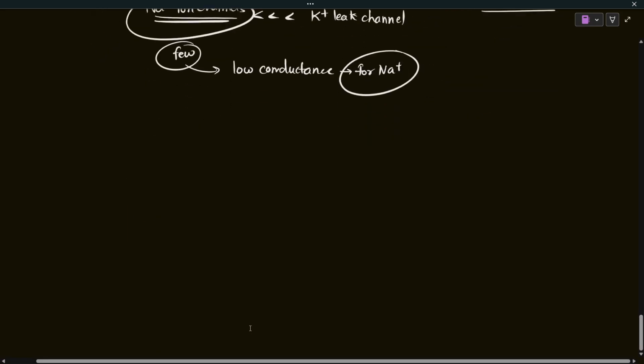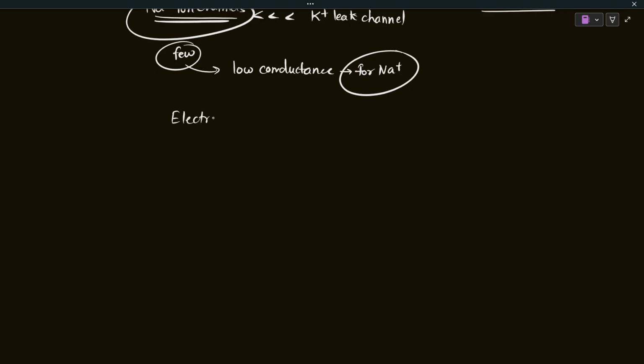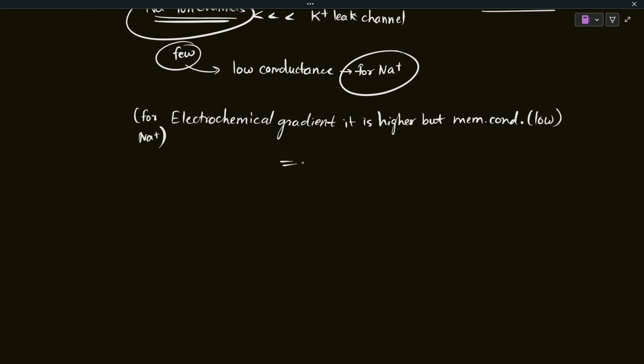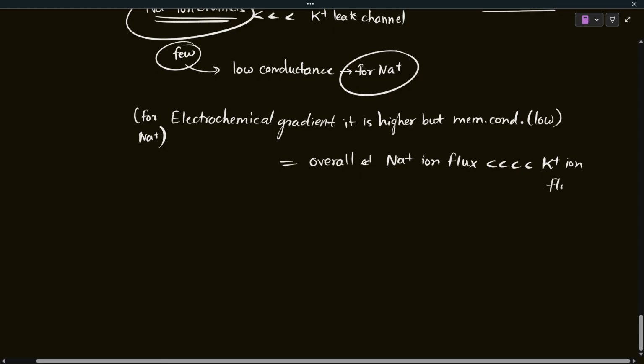So what happens is that the electrochemical gradient is higher for sodium ions, but the membrane conductance is low, and that is why the overall sodium ion flux will be low compared to the overall potassium ion flux.